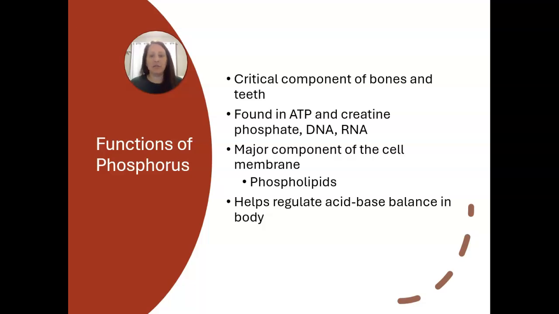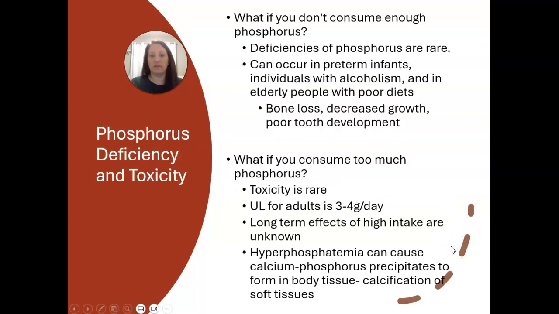Okay, it's also a major component of cell membranes. So all of our cells are surrounded by this structure called the cell membrane or the plasma membrane, and its major component is phospholipids. And so these are lipid molecules that have a phosphate group attached to them. Okay, so again, a phosphate group contains phosphorus. They also help regulate acid-base balance in the body. So those are the functions of phosphorus.